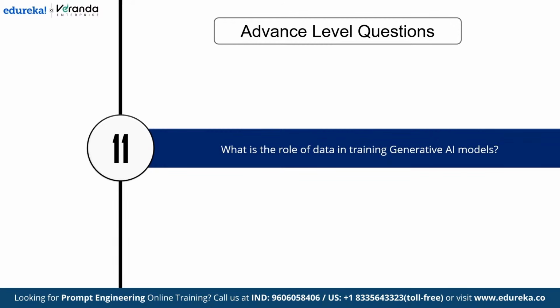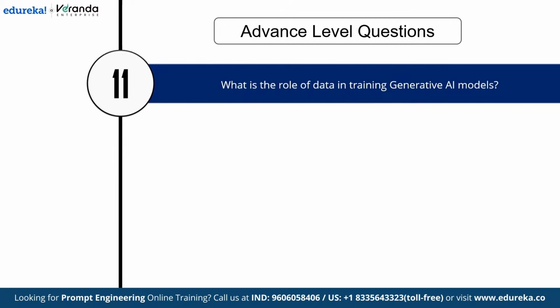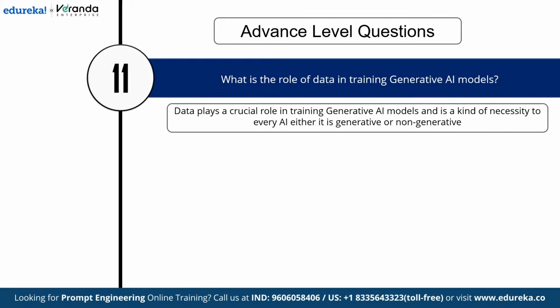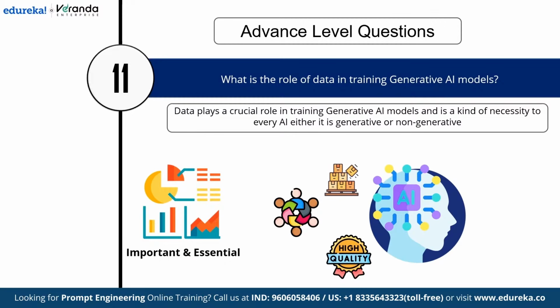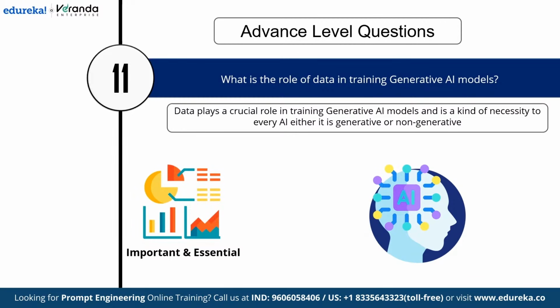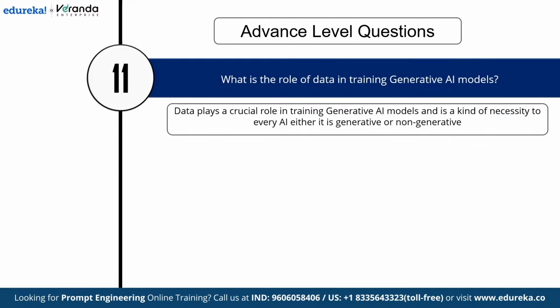Now, moving on to the advanced level questions in generative AI. And the question is, what is the role of data in training generative AI models? Data plays a crucial role in training generative AI models as the quality, quantity, and diversity of the data significantly impact the model's performance and output. Here are some examples of data usage in generative AI models.